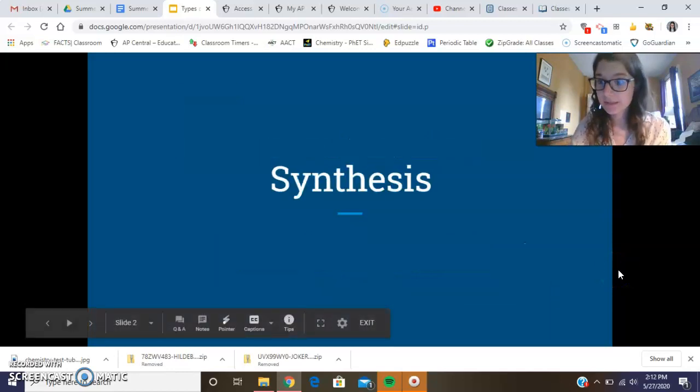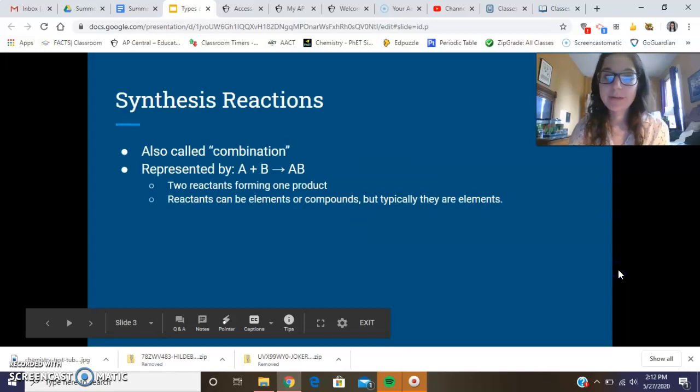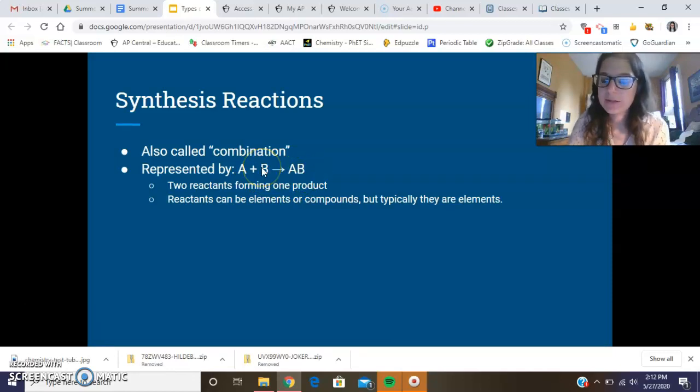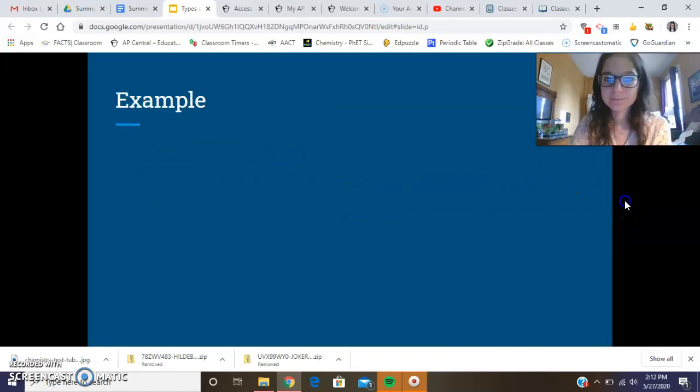First one is synthesis. It's also called combination. Basically, it's represented by A plus B yields AB. Usually those two reactants are elements, but technically you could have a compound in here as well. But basically you start with more than one reactant and get one product. And again, those reactants can be elements or compounds, but typically we see them as elements.